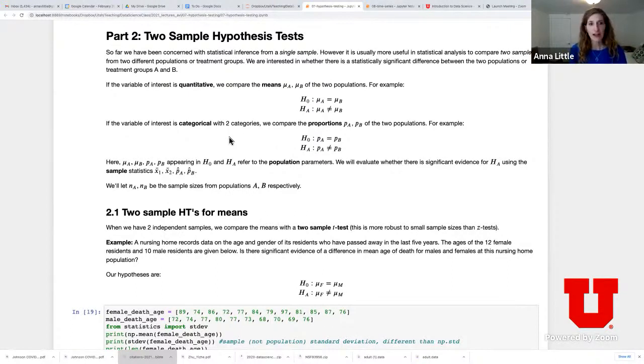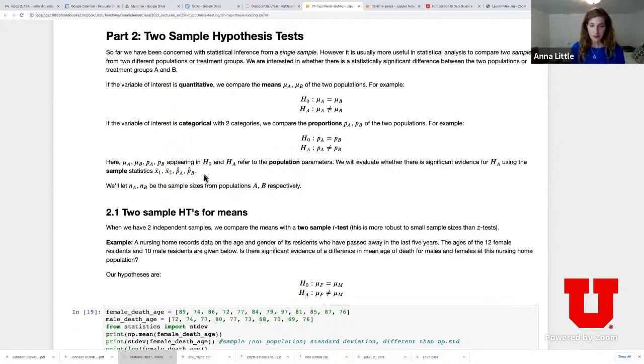And then also if your variable of interest is categorical with 2 categories, so you might be looking at how many people got sick, or you might be looking at gender, something where you're interested in the percent of a population with a certain characteristic, then the basic hypothesis test that we would perform there would be for 2 proportions. So PA and PB would be the proportions of the 2 different populations, A and B. Null hypothesis, PA equals PB, alternate, not equal.